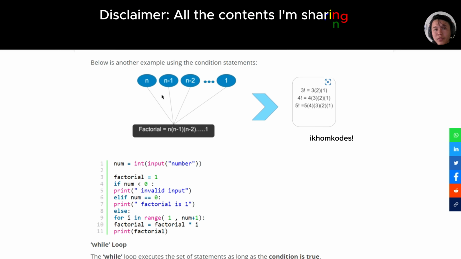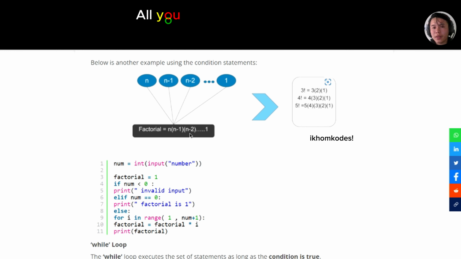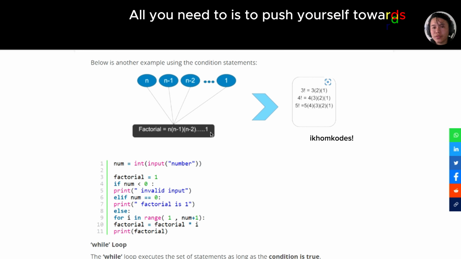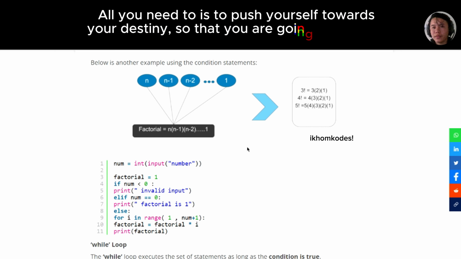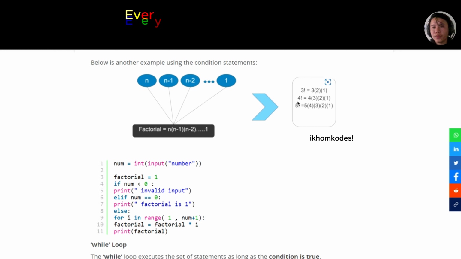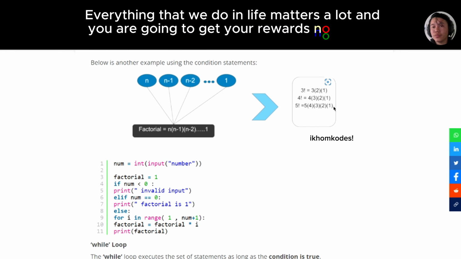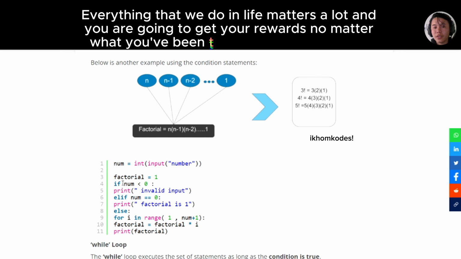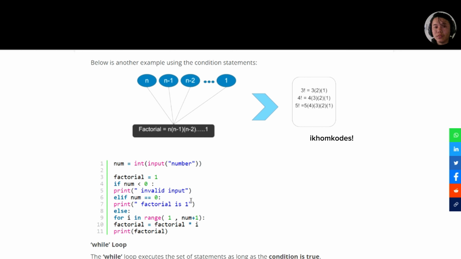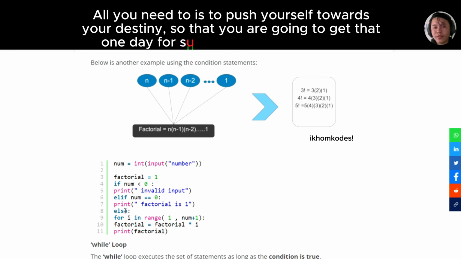Here is another example using conditional statements. Factorial is n times (n minus 1) times (n minus 2) down to 1, right? So 3 factorial is 3 times 2 times 1. Similarly, 4 factorial is 4 times 3 times 2 times 1. 5 factorial is 5 times 4 times 3 times 2 times 1. There is a logic that you can implement in your Visual Studio Code or any Python IDE. So try this out and see what happens. It is a program for factorial.